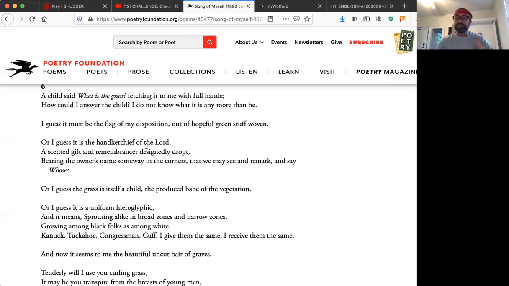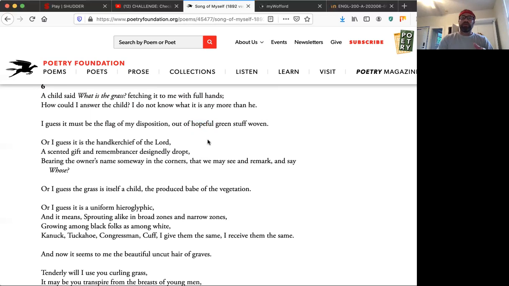So he says, I guess it must be the flag of my disposition or how I feel. So the grass is a marker, a symbol of how I feel, and it is out of hopeful green stuff woven. And this word really stands out in this moment, I would say. This idea that he says to the child, or says to himself at the same time, I don't know what it is, but my guess here is that it is a symbol for my internal experience, and that it's woven out of hope. Okay, so that's my first answer to you as a child, because photosynthesis isn't going to help you, but maybe this does.